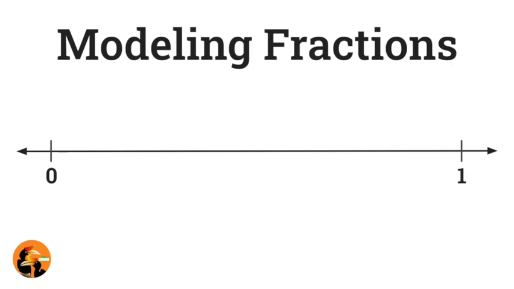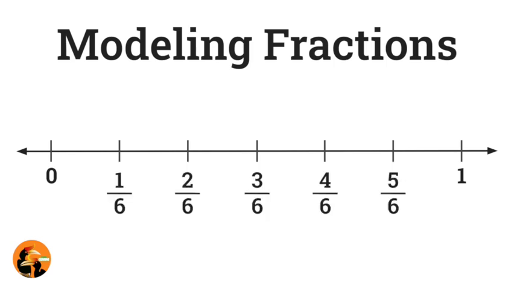Now, what if we divided our number line into 6 equal parts? These marks would represent sixths, because 6 of the segments make 1 whole. And to graph a point on the number line, we'll just find the mark that represents the fraction we're graphing and put a point on that mark. For example, this point is at 5/6.